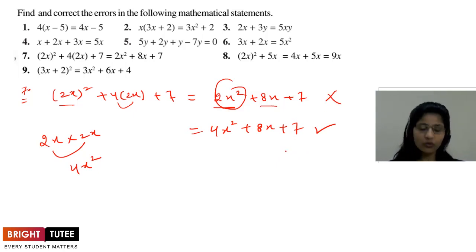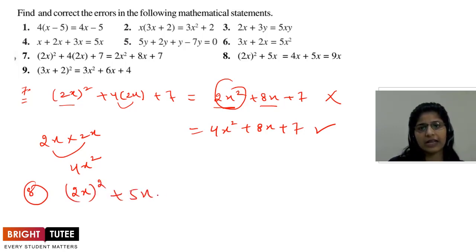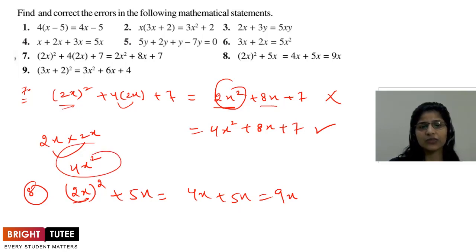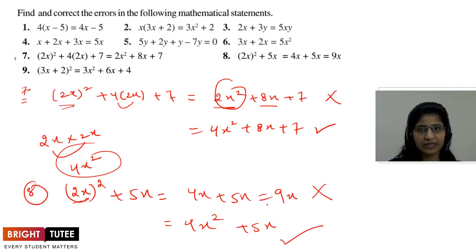Okay. Now moving ahead, let us try question number 8. Just to see what we have been given, (2x) whole square plus 5x and they're saying that this is equal to 4x plus 5x, which gives us 9x. Is it correct? (2x) whole square, just see, we did it. It is 4x square. It is not 4x. So the correct statement is 4x square plus 5x and we can't add them. Clear?